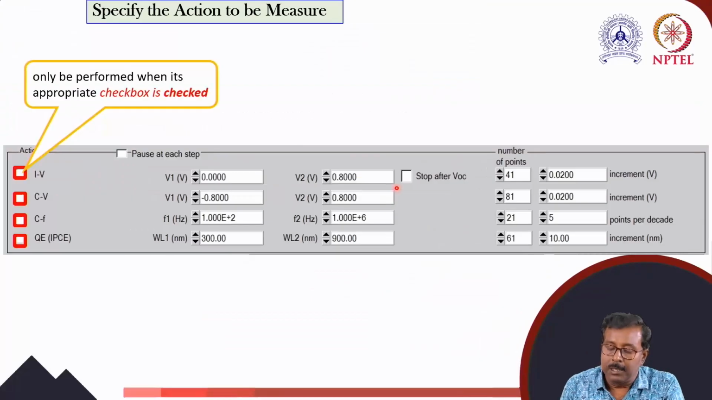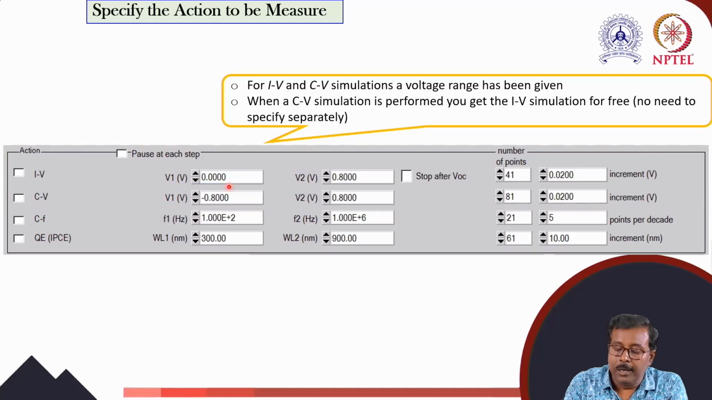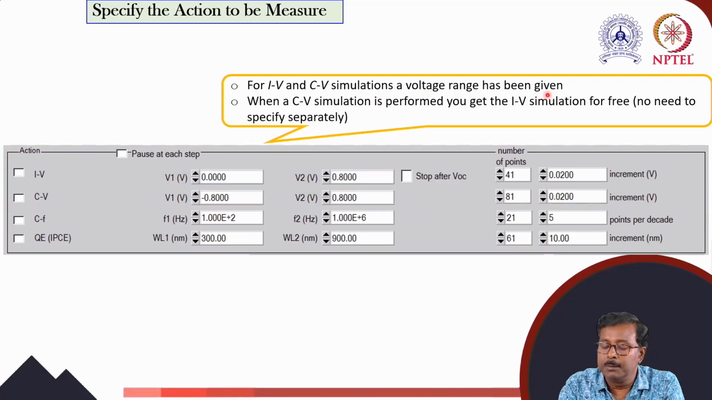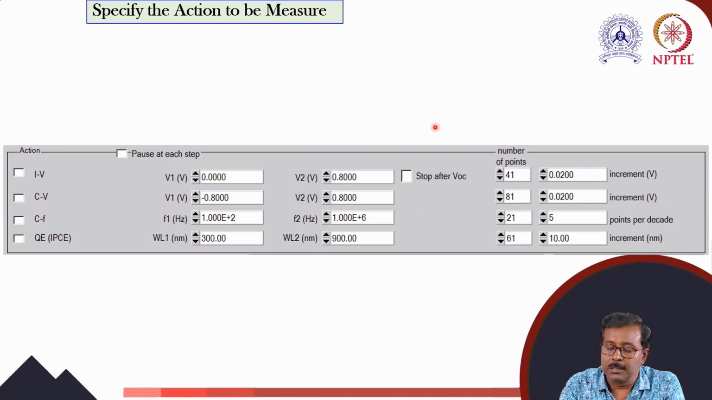You can measure. Now one by one, IV, I already mentioned, these are the IV steps. You see these are the values of V. For IV and CV simulation, the voltage range has been given, and in this voltage range you also mention the increment values and other things.